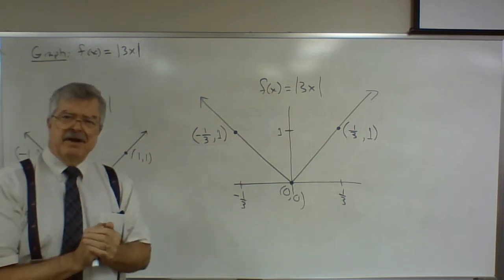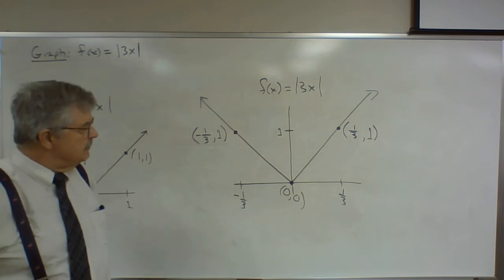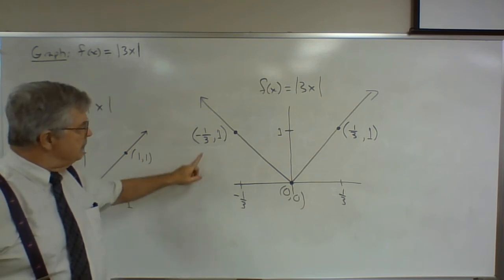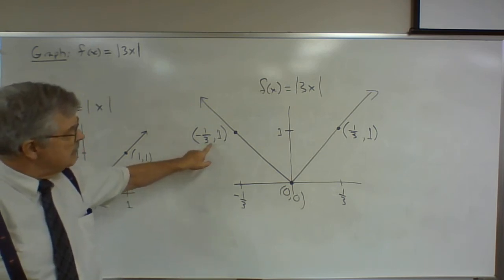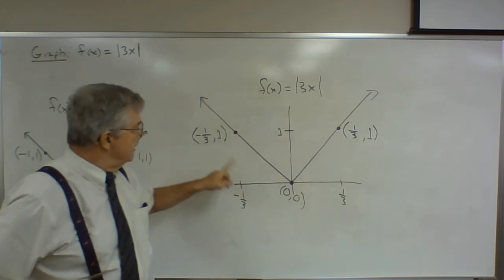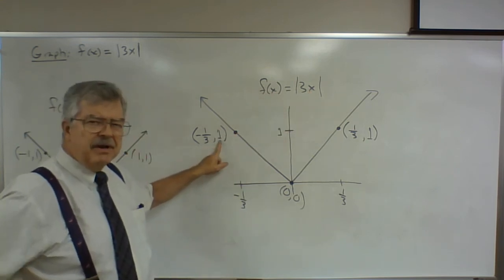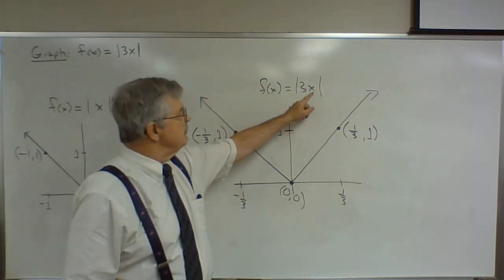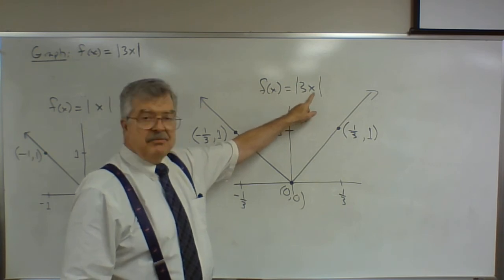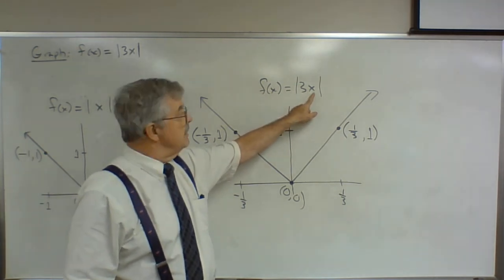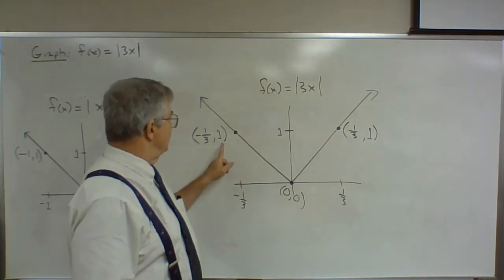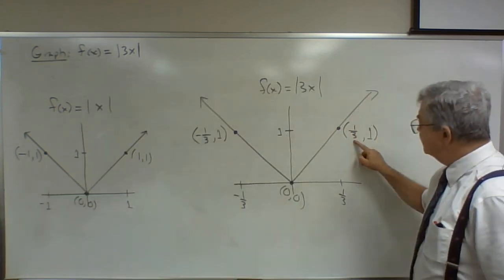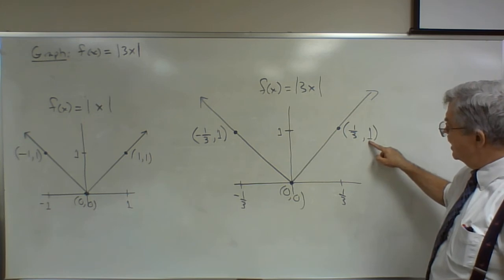Now let's see if I've done it right. I should be able to take this x-coordinate, put it in for x, and get that y-coordinate. Let's see if that happens. I take -1/3 and put it in for x. So I have 3 times -1/3 is -1. And the absolute value of -1 is 1. Looks good.